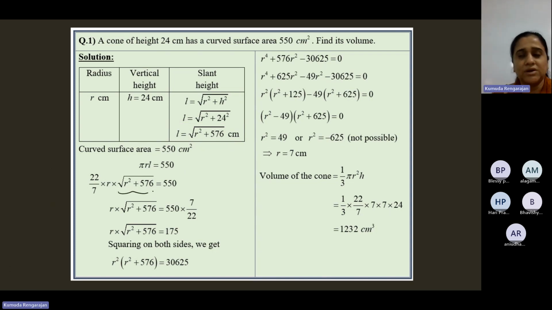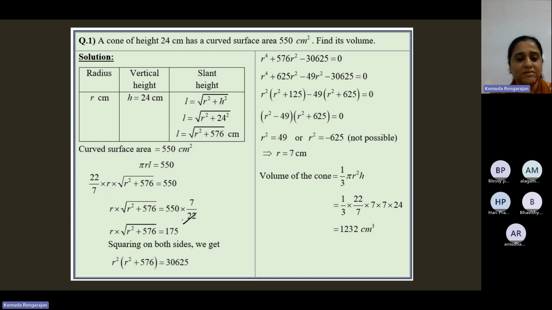Okay, you understand? It is equal to 550. Now this 22/7 goes to the other side as 7/22, and they cancel in the tables of 11. I've cancelled and I've got 175. Don't multiply 550 and 7. You can cancel 22 and 550 in the tables of 11 and then in the tables of 2.